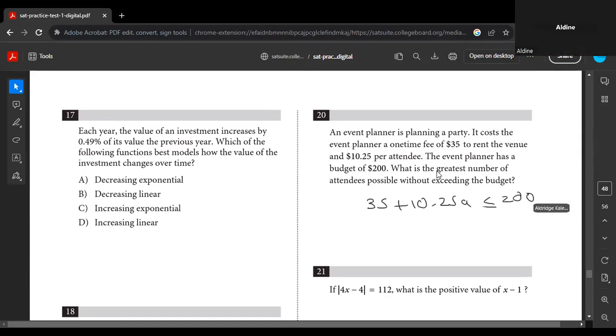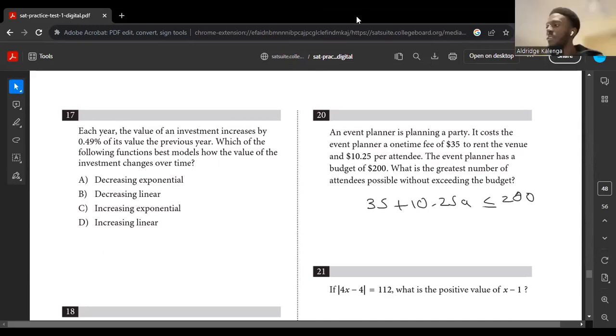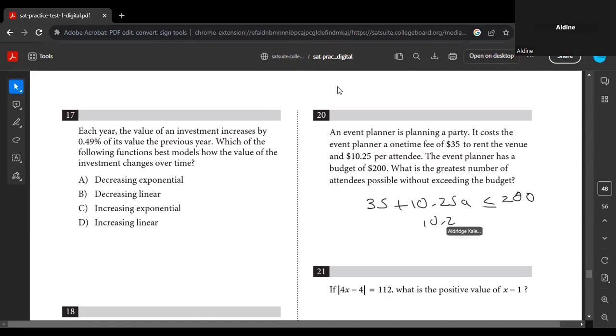The answer is 6. Need me to explain again? Go for it. Quickly, if it has a one-time fee of 35, it means 35 is fixed. Remove that, and we have 55 from that. Once we have 55, all we do is divide 55 by 10.25, and the greatest whole number is 6, hence our answer.